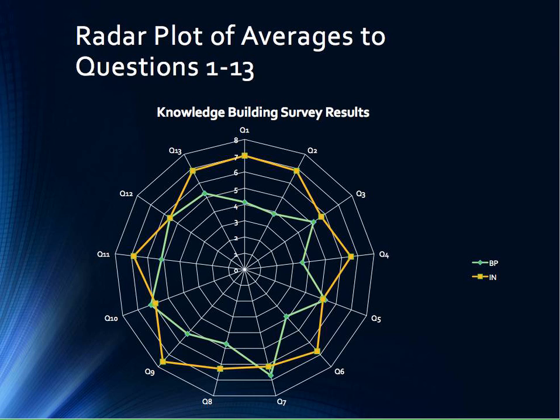The best practices score for idea advancement was 3.9. The innovation score was 6.7, a difference of 3.2, indicating a clear preference for the innovation practices and trying to go beyond what is currently known. Question 7, authentic knowledge work.